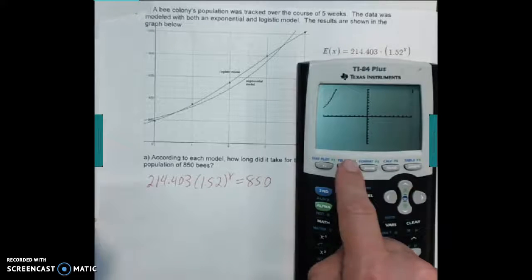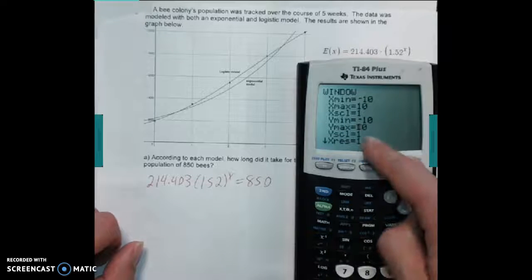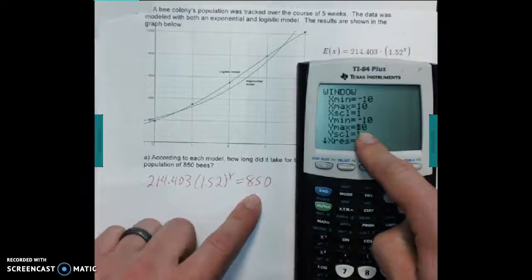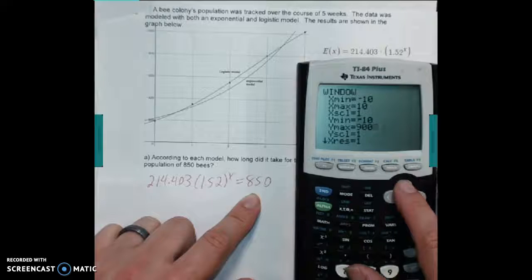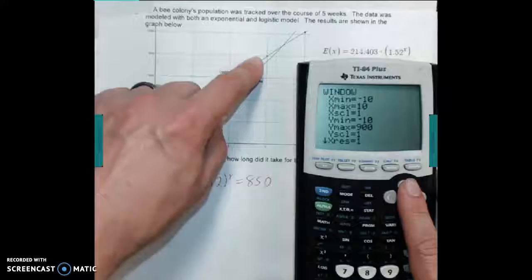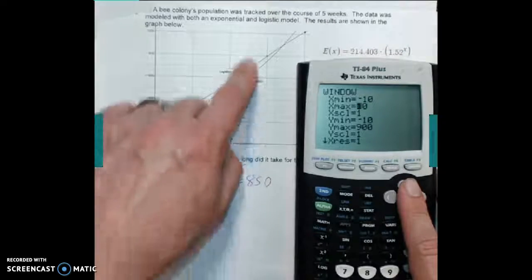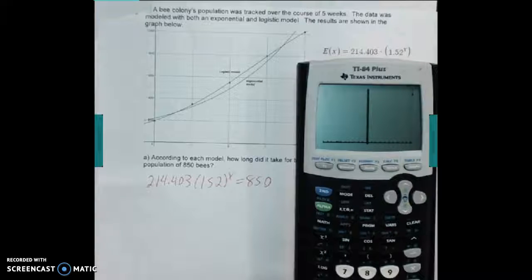So I've got to hit the window. I've got to change the window. I'm going to be smart. I'm going to know that my y max has to at least be 850, so I'm going to pick a number greater than 850. I'm going to hit 900. And I'm looking at these x's here. Looking at 850, it looks like this thing crosses around 3, so I don't think I need to change the x's at all. I should be able to see them intersect now.